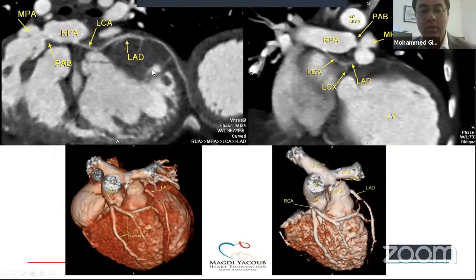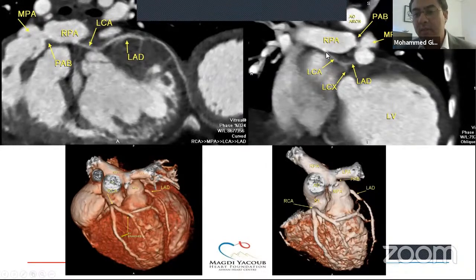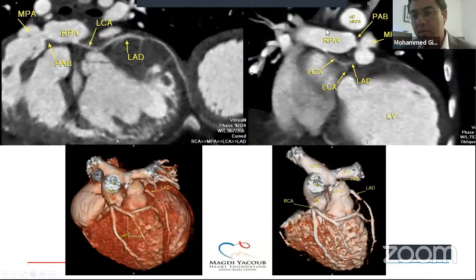So we are dealing with an unusual ALCAPA, where it originates from the mid RPA, as you see here. In this image also, this is the main pulmonary artery, and this is also a coronal image displaying the main pulmonary artery, right pulmonary artery, and the abnormal origin of the left coronary artery from the RPA.